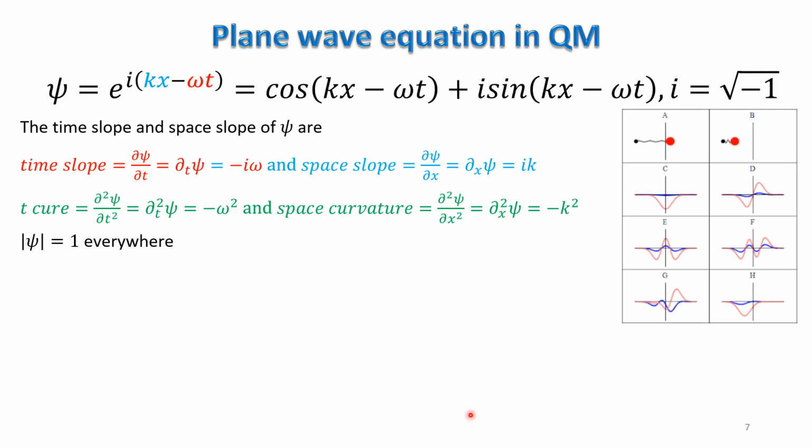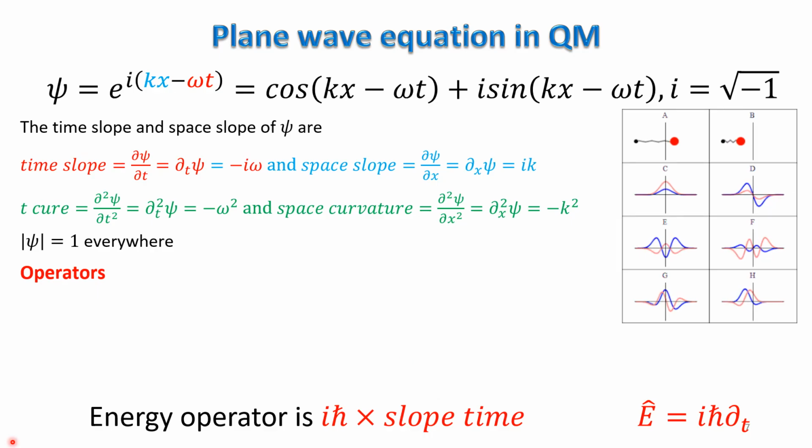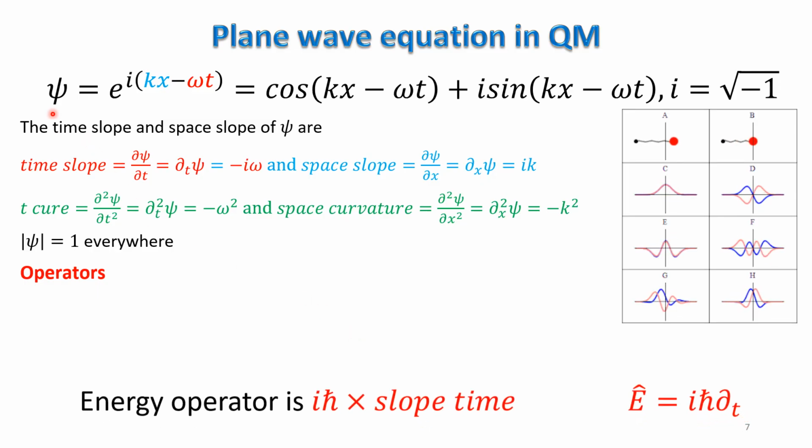Now mod of psi is equal to 1 everywhere. Somewhere the particle has to be there, and the probability of finding it everywhere has to be unity, that is called as normalization in quantum mechanics. So here we are going to talk in terms of operators. The energy operator is i h cross times slope. So E cap we are writing as i h cross into partial differentiation with respect to time. Now when this is operated on psi, it will give energy.